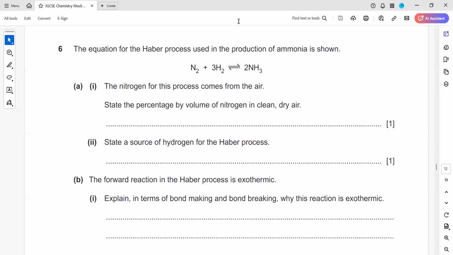The next is the equation for the Haber process used in the production of ammonia. Nitrogen from this process comes from air. State the percentage by volume of nitrogen. So what is the percentage of nitrogen? 78%. Source of hydrogen: you can say hydrocarbon, or you can also say methane.